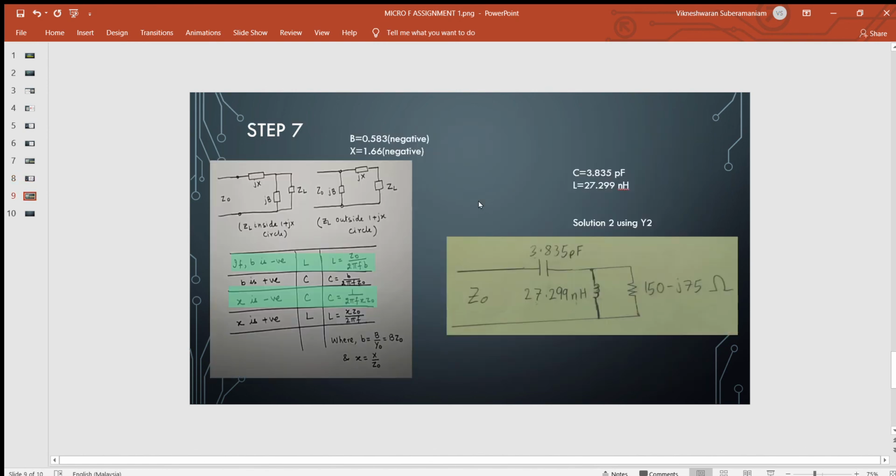After that, we get both values as negative. As you can see from the notes, just now they were positive and now they are negative. We have to use these formulas, which are already highlighted, to find the inductance and the capacitance. With those formulas, I have successfully found the capacitance and inductance values, and our second solution for this question is this diagram, where the capacitance will be in the series part and the inductance will be in the shunt part. So this question has two solutions.